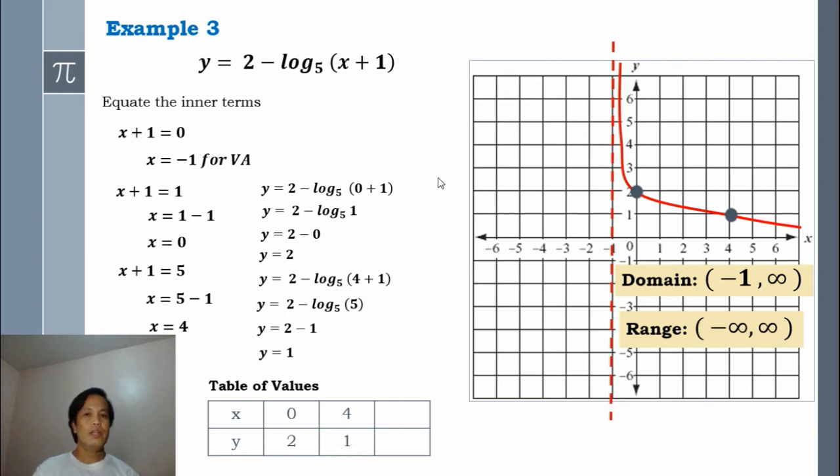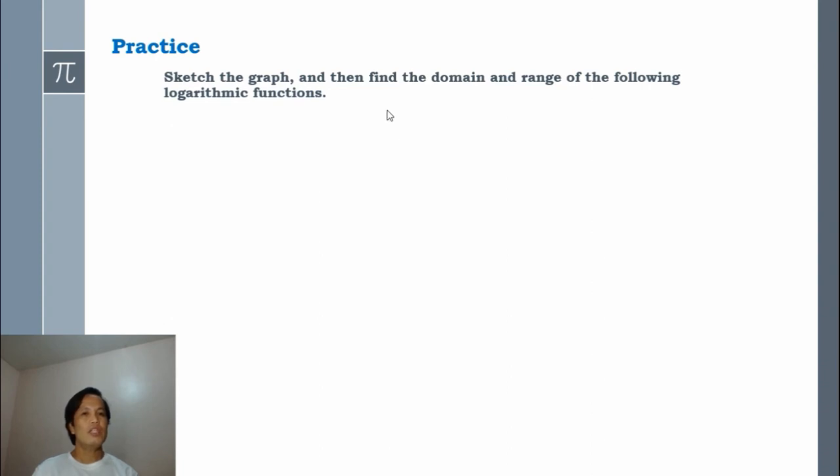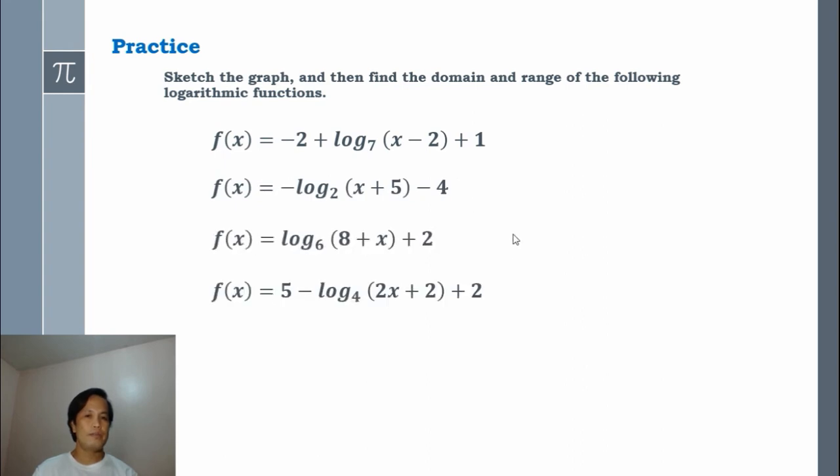Before I end this video, let us have first this practice exercise. Try to sketch the graph and find the domain and range of the following logarithmic functions here. So we have 4. Try plotting the graph of these functions, then refer to the examples that I had presented earlier.